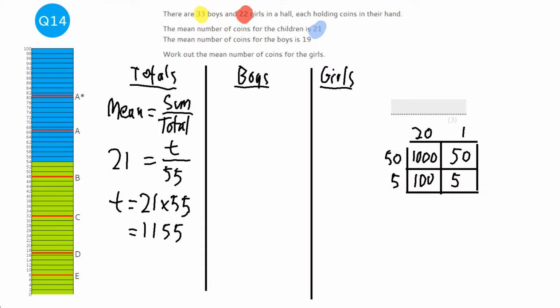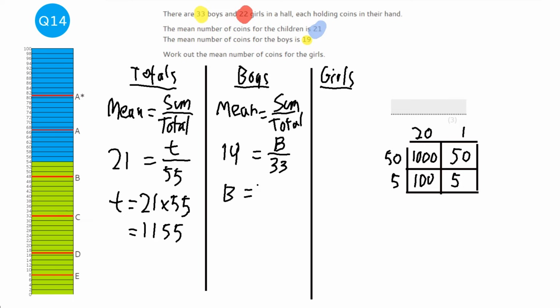Okay, let's work it out for the boys as well. So like before, the mean is the sum over the total amount of numbers. It says here the mean is 19, so it's 19 for the boys. And let's do a capital B for the sum, because my little b's look like 6's, and it says that there are 33 boys. So B is 19 times 33.